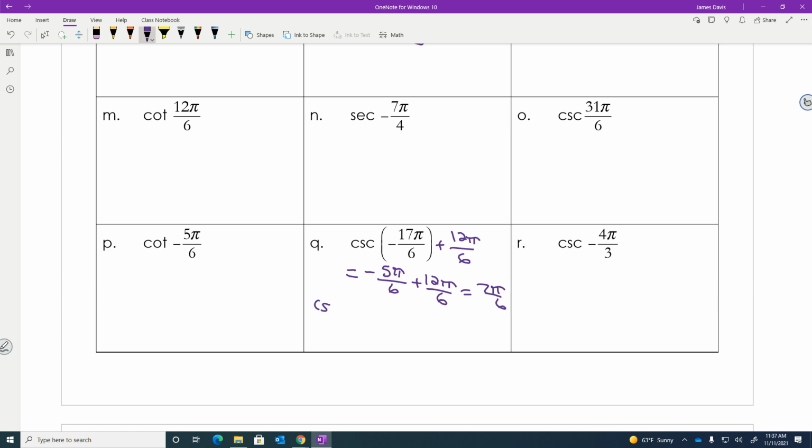Now we do the cosecant. 7 pi over 6. That's right after pi. It's right here. And the cosecant goes with the sine, so it's 1 over the y value. 1 over, and the y is negative a half. 1 over negative a half. We can flip this, just becomes 2.